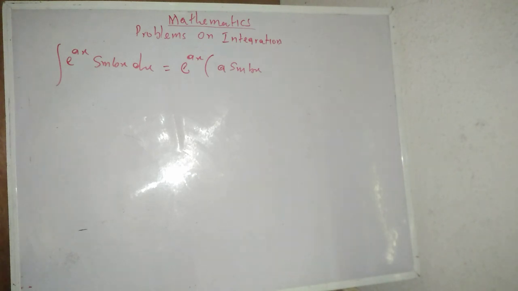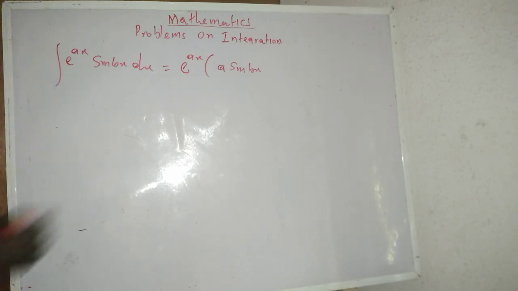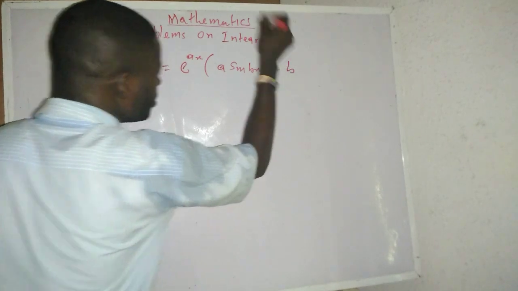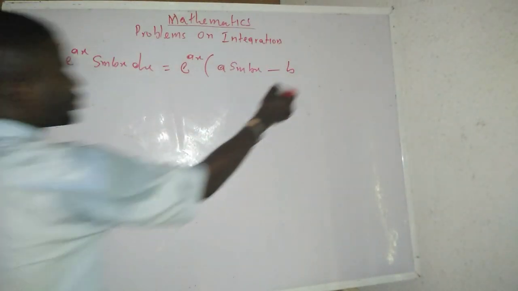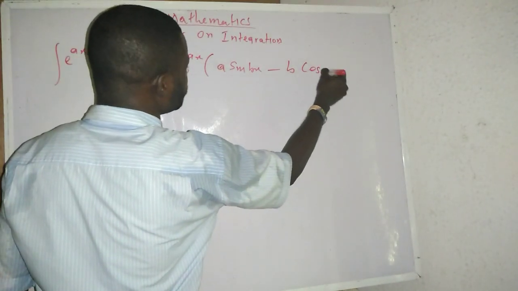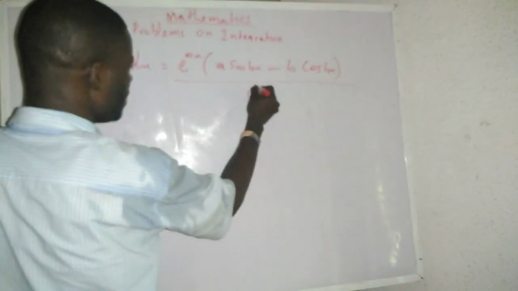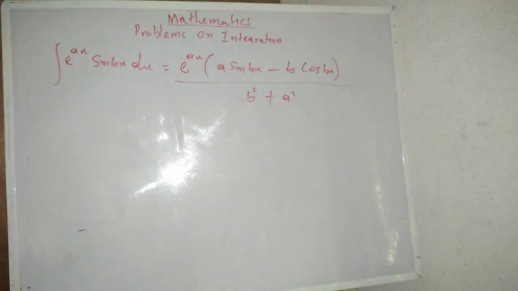Now, when I differentiate this, I will have minus. Now the next one will be what? E. Now differentiate the argument, which I have b, I will have b, cos bx. Now divided by b squared plus a squared. That is my final answer.